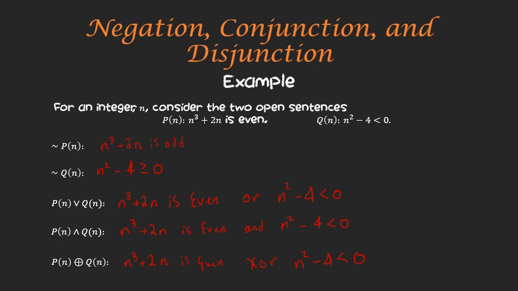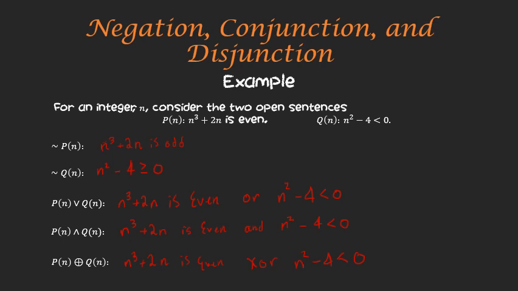So let's actually take a quick second and look at what makes these things true so that we're understanding how these component sentences combine to make these compound sentences. So we'll take a look at just P of n right now. When is P of n true? Well, let's just try a value. Let's just look and see what happens here.